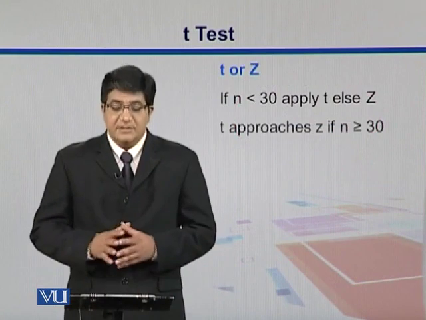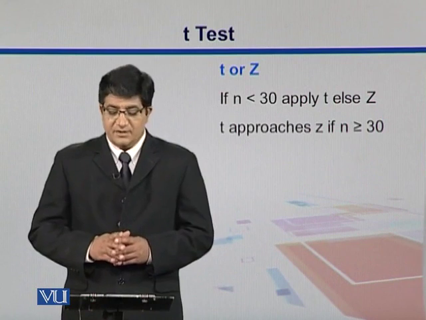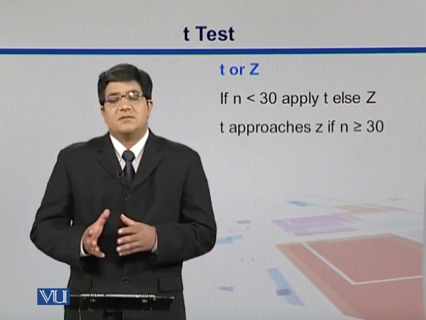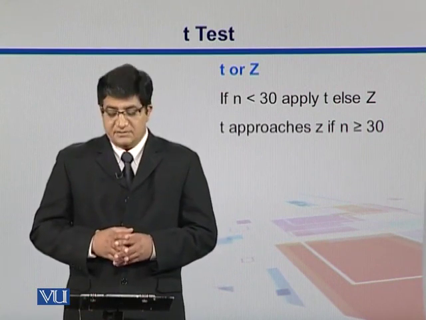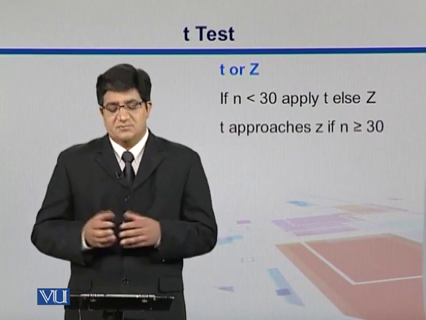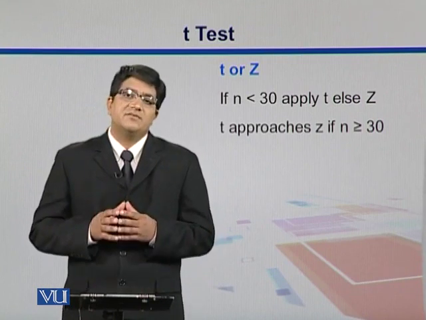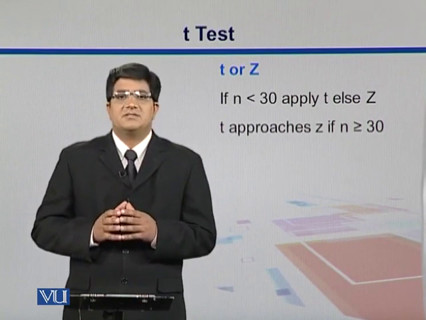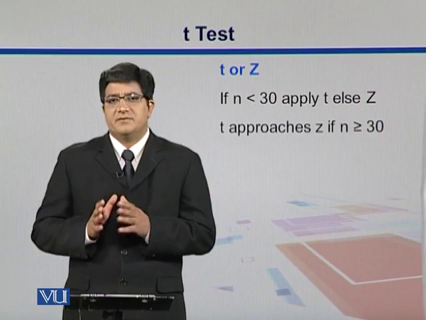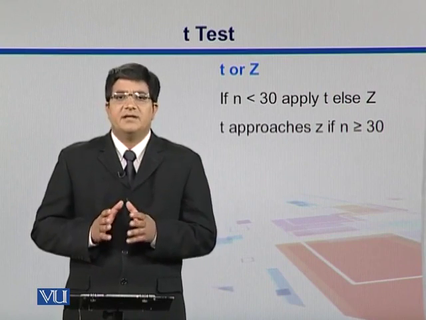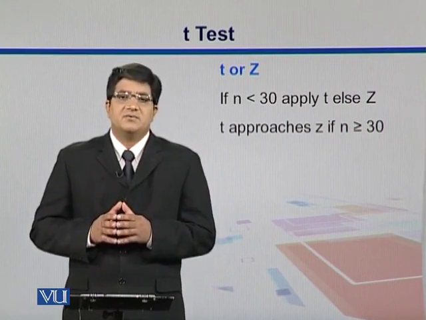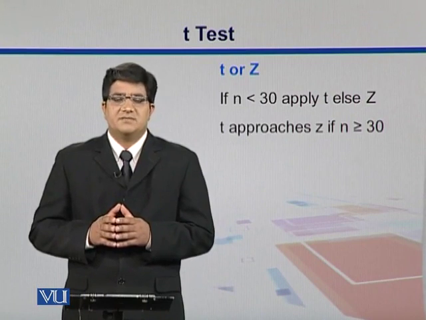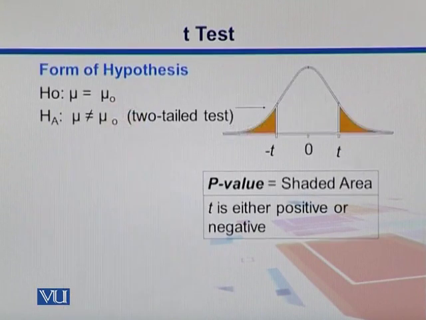Where should we use t or where should we use z? If the sample size n is less than 30, we should apply t, else we can use z. Since in these microarray studies or RNA-seq studies we cannot afford so many replicates, the sample size may be 3 or 4 or 5, hardly or rarely 30 or above. So most of the time we are using these t-tests and these t-distributions.